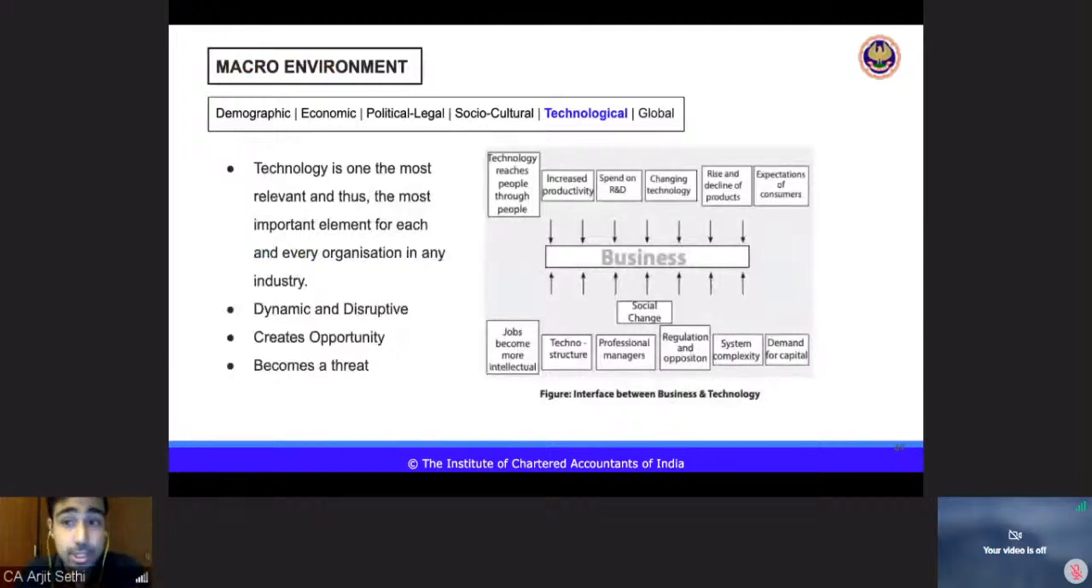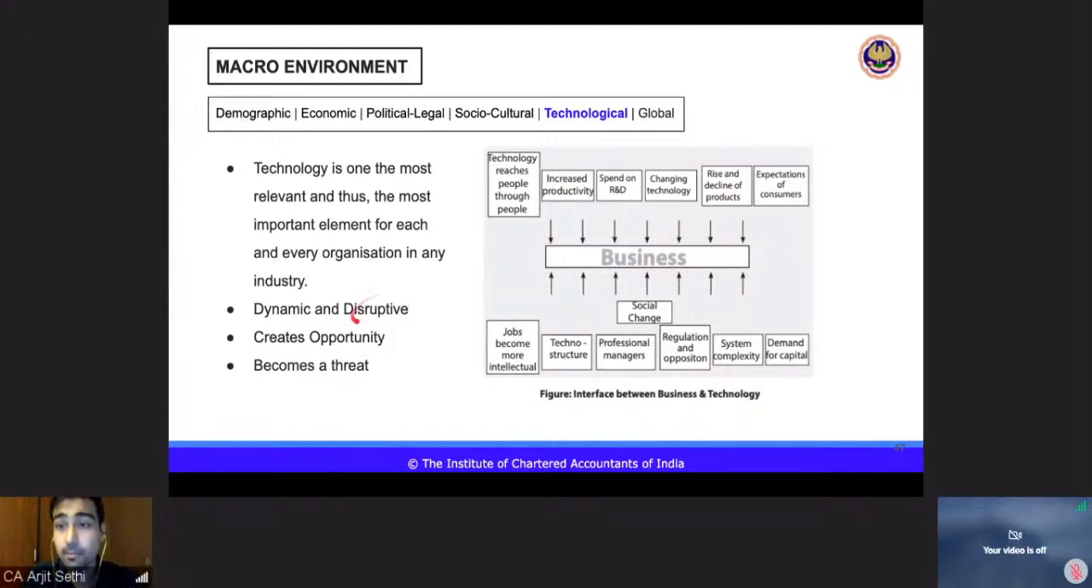Talking about technology. Technology as a component of the macro environment is super important. Why? Because technology is one of the most relevant for any business, and it is the most important element because it is changing how businesses operate in each and every industry. Technology is changing super fast. It is very dynamic. It is disruptive. Disruptive means it is breaking the old ways of doing business and bringing new things.